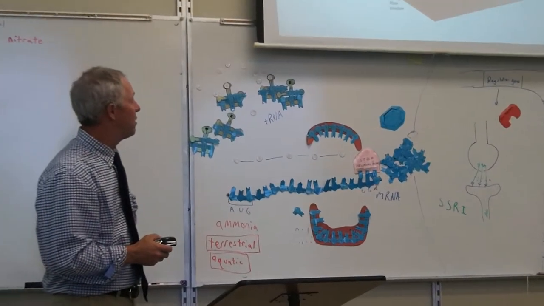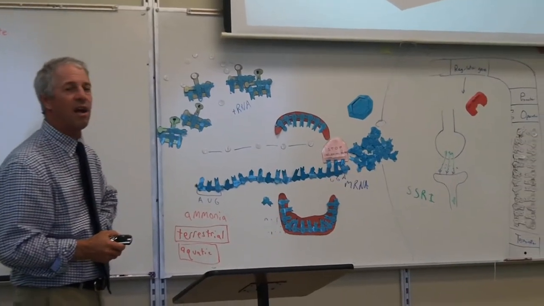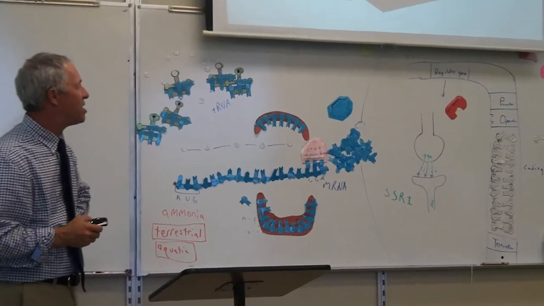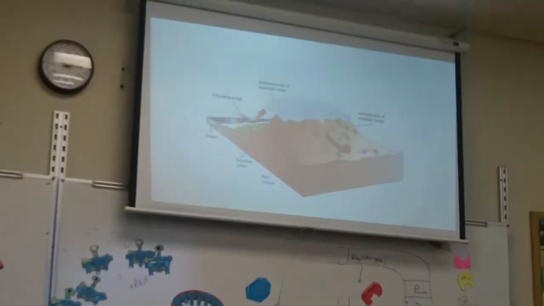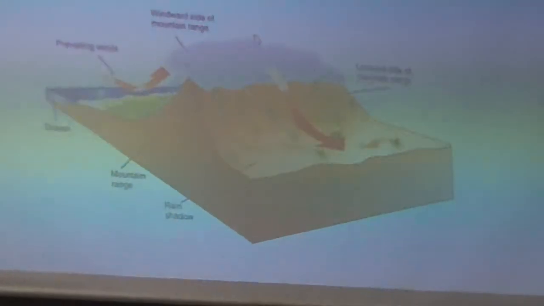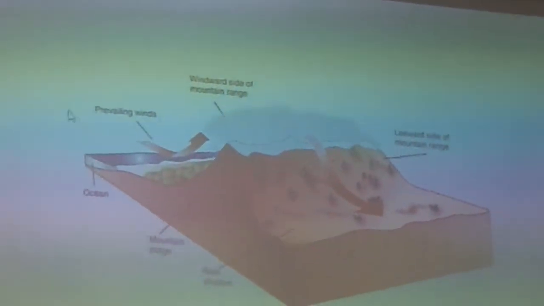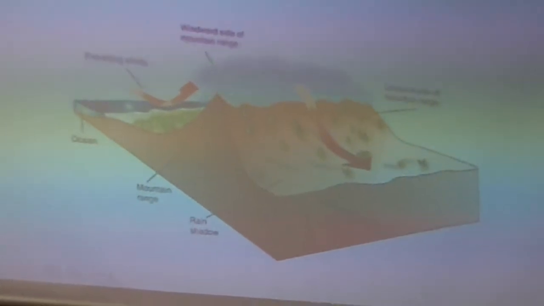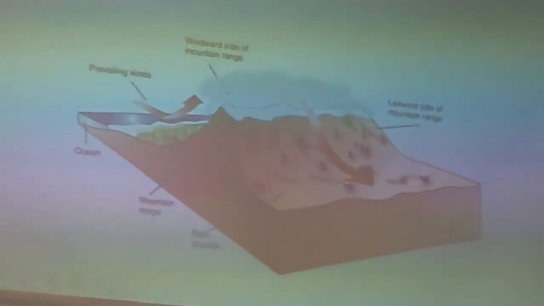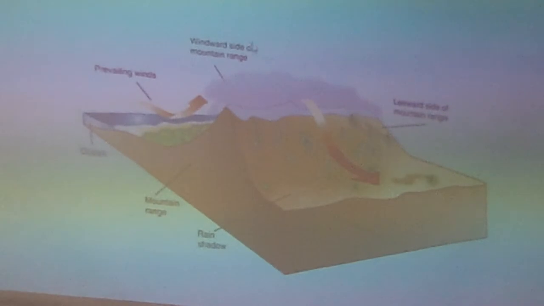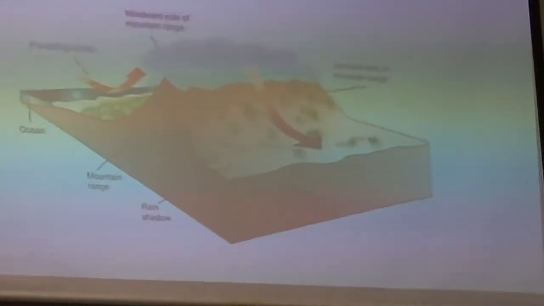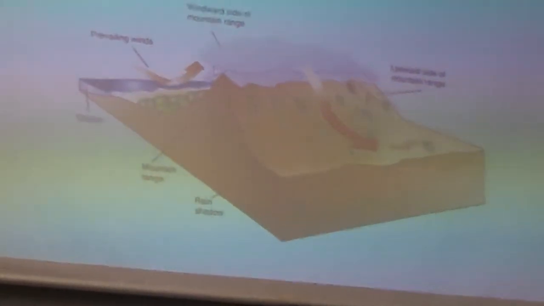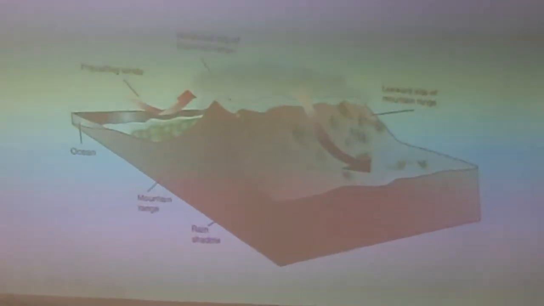Okay. This picture here shows a mountain range that's causing the air coming off the ocean to rise. The air coming off the ocean has a lot of water in it. If it hits mountains, it'll rise and the air will cool as it goes up. The water falls out of the air as it cools, and you get a lot of rain on what we call the windward side of the mountain.